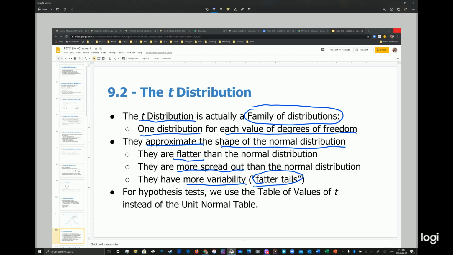Therefore, in hypothesis testing, we need to make sure we're using the right values for t in the right t-distribution depending on your degrees of freedom. And you determine that by your sample size minus 1, instead of using the unit normal table.